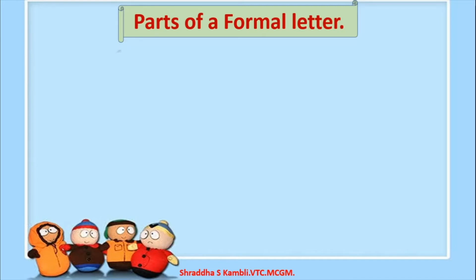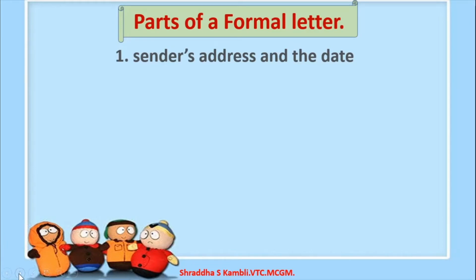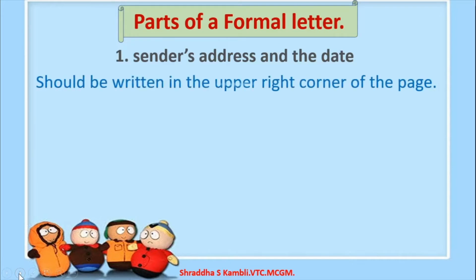So the first part of the formal letter would be writing the sender's address and date. So who's the sender here? The senders are the children, the students of the school. They are the people who are sending the letter to the principal. So they will have to write the sender's address and the date. Okay, so where will you write the sender's address and the date? It should be written in the upper right corner of the page.